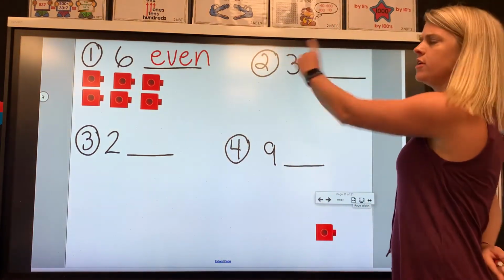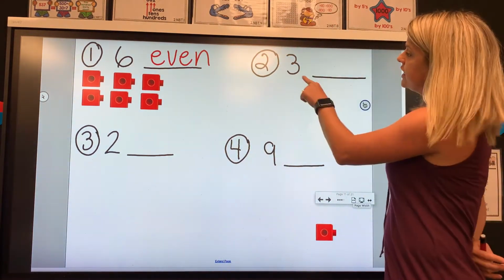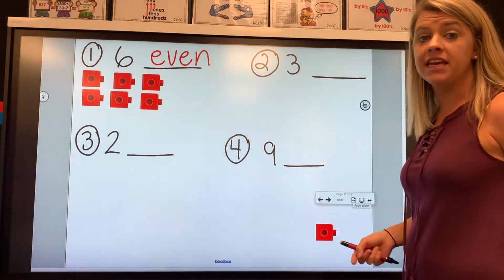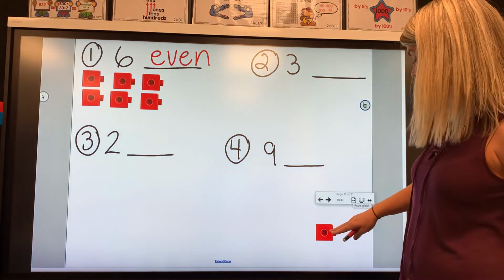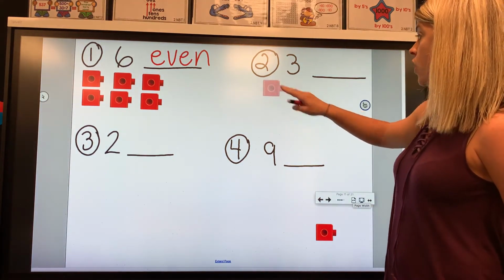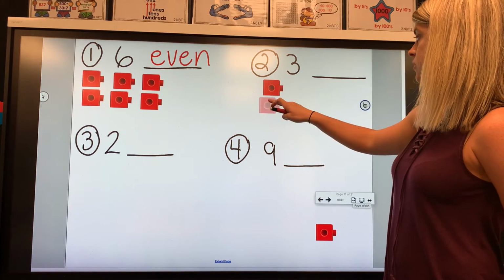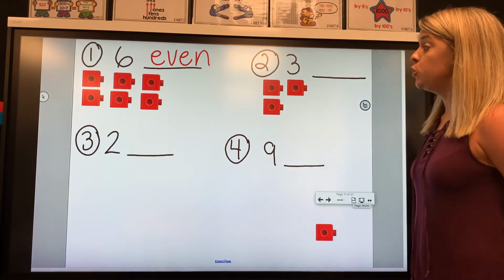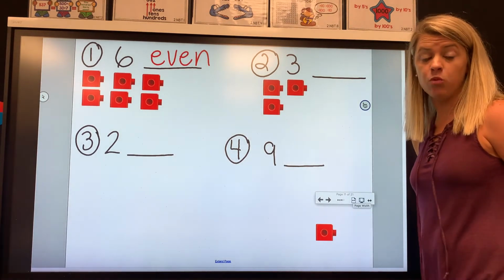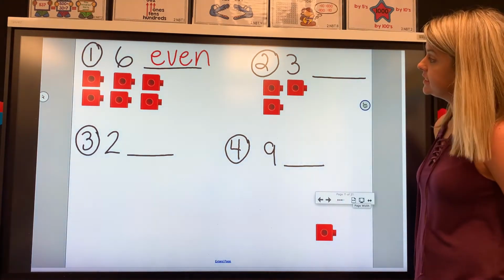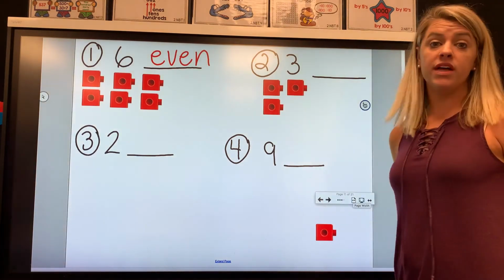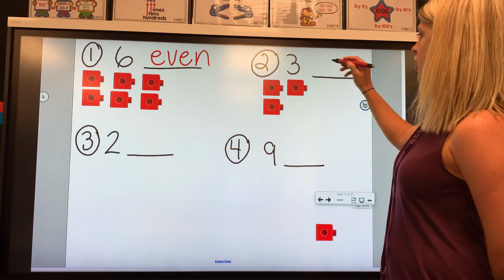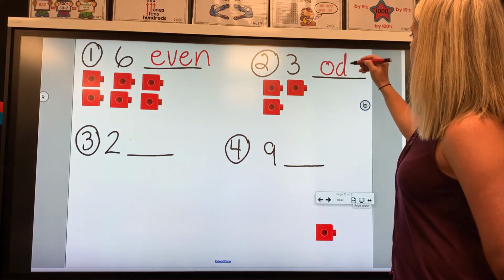All right, let's move over and look at number 2. Number 2 tells me that we're going to use 3 linking cubes. I want you to do it with your linking cubes as I do it with mine. Here we go. Set them up in pairs. 1, 2, 3. Do we see all pairs or do we see 1 left over? Let's see. I see 1 left over, which means it is, good job, it is odd.